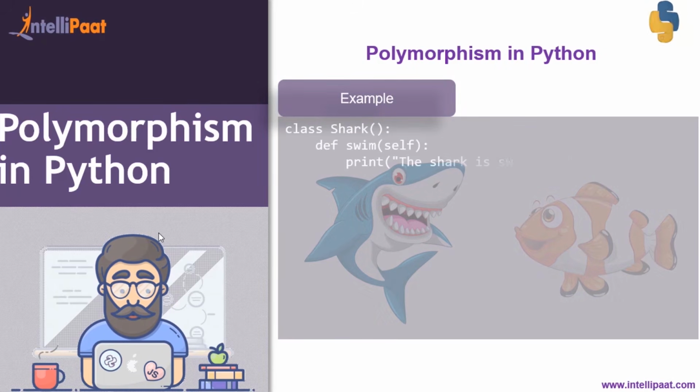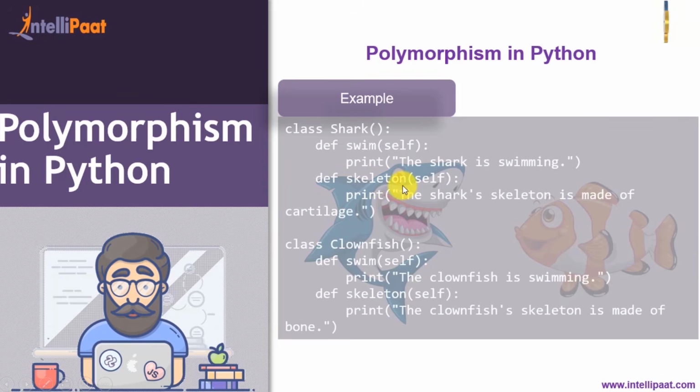We have a class called shark. We are defining two functions here, swim and skeleton. Inside them we have the shark is swimming, and the shark skeleton is made of cartilage. Again we have another class, clownfish. We define the same functions in it, but the content of each method is different. Inside the clownfish swim function we have the clownfish is swimming, and the skeleton method has the clownfish skeleton is made up of bone. So two different classes but the same functions in both of them.